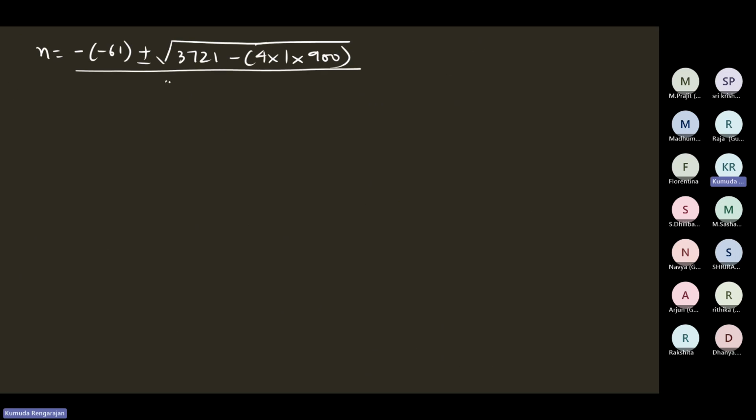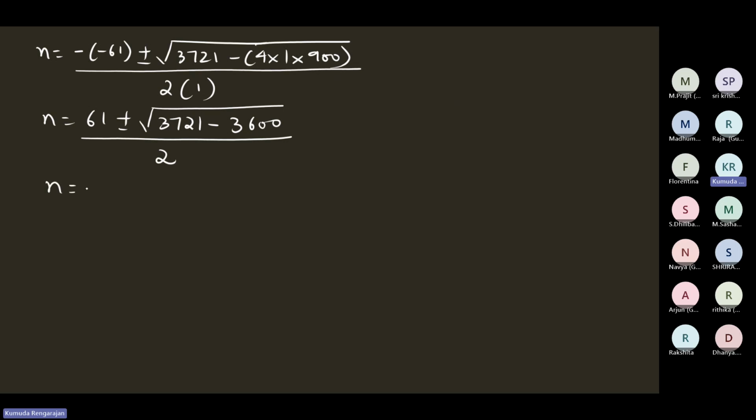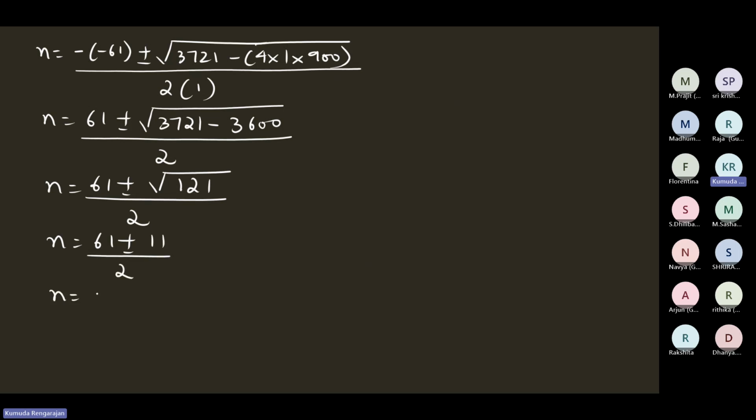Divided by 2a. 2a meaning 2 into 1. So n is equal to 61 plus or minus square root of 3721 minus 3600 divided by 2. So n is equal to 61 plus or minus square root of 121 divided by 2. N is equal to 61 plus or minus 11 by 2. So n is equal to 61 plus 11 by 2, or n is equal to 61 minus 11 by 2.